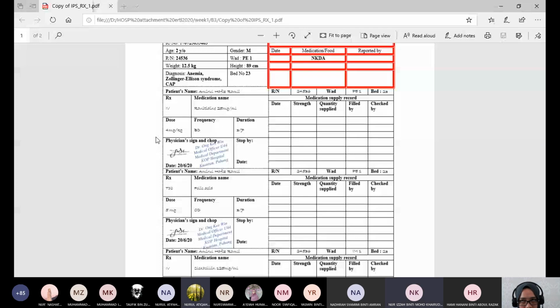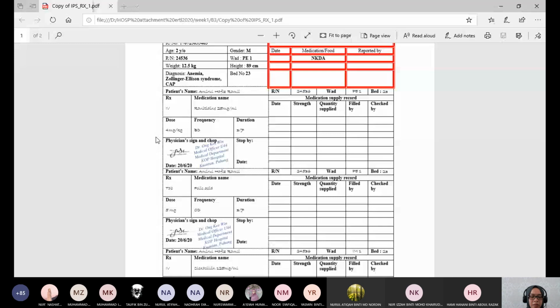Tablet augmentin, doctor. Okay, so what about the tablet augmentin? Tablet augmentin 625 mg BD for 5 days. Oh, okay. And then? Receive at 4 p.m. on Monday. UOU system on Monday and Wednesday at 9 a.m. Okay. So you need to supply until?